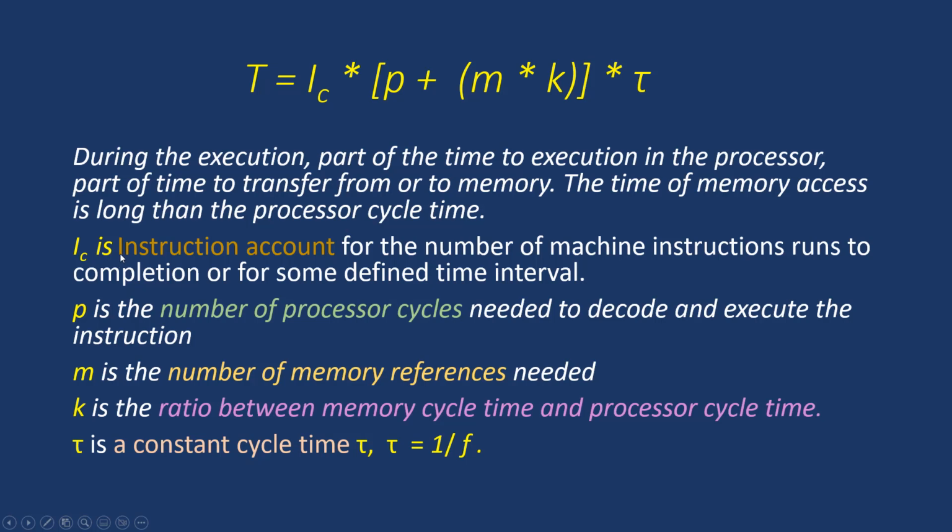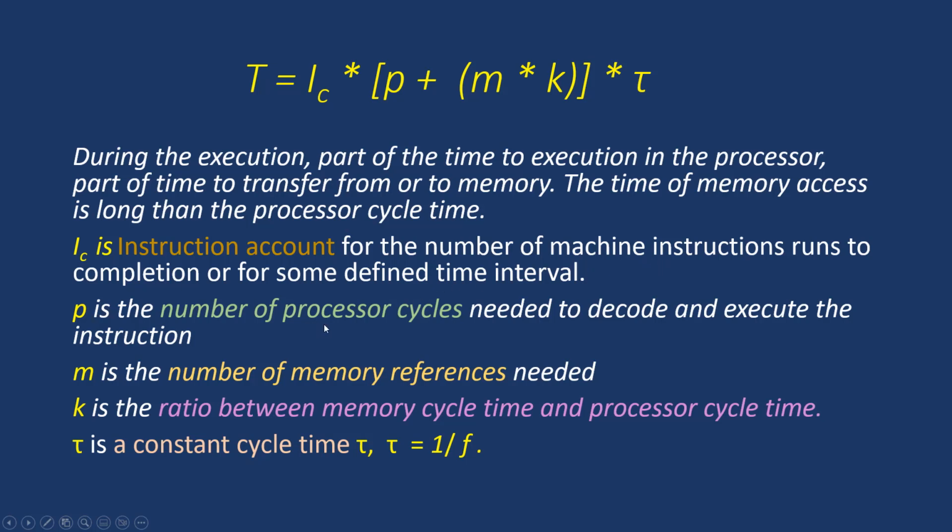I, capital I, is the instruction count, the number of machine instructions run to completion or for some defined time interval. Again, this number of machine instructions is not the number of lines of code in the program. It's actually how many machine instructions are executed. It can be a loop, where several lines of code repeatedly run. So we count in total how many instructions.